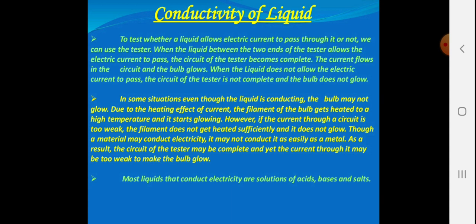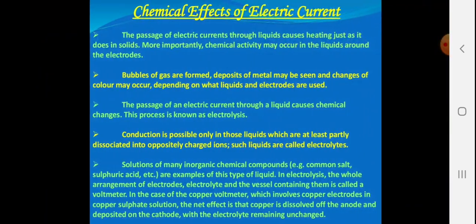The filament of the bulb gets heated to a high temperature and it starts glowing. However, if the current through the circuit is too weak and the filament does not get heated sufficiently, it does not glow. Though a material may conduct electricity, it may not conduct it as easily as a metal. As a result, the circuit of the tester may be complete and yet the current through it may be too weak to make the bulb glow. Most liquids that conduct electricity are solutions of acids, bases and salts.